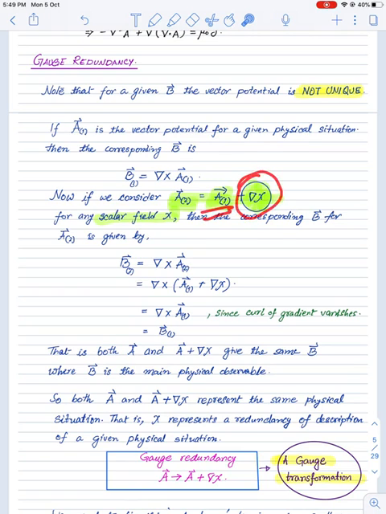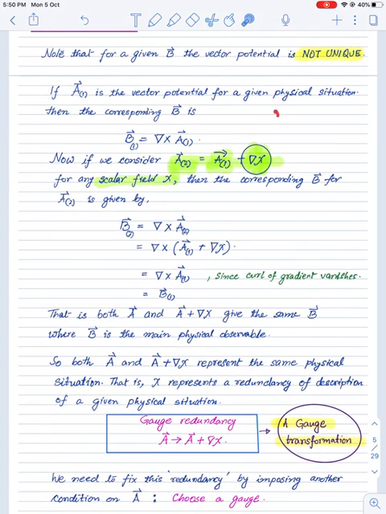So under this shift of the vector potential with the gradient of a scalar field, and it can be any scalar field, the magnetic field which this vector potential represents remains unchanged. That is what we saw.